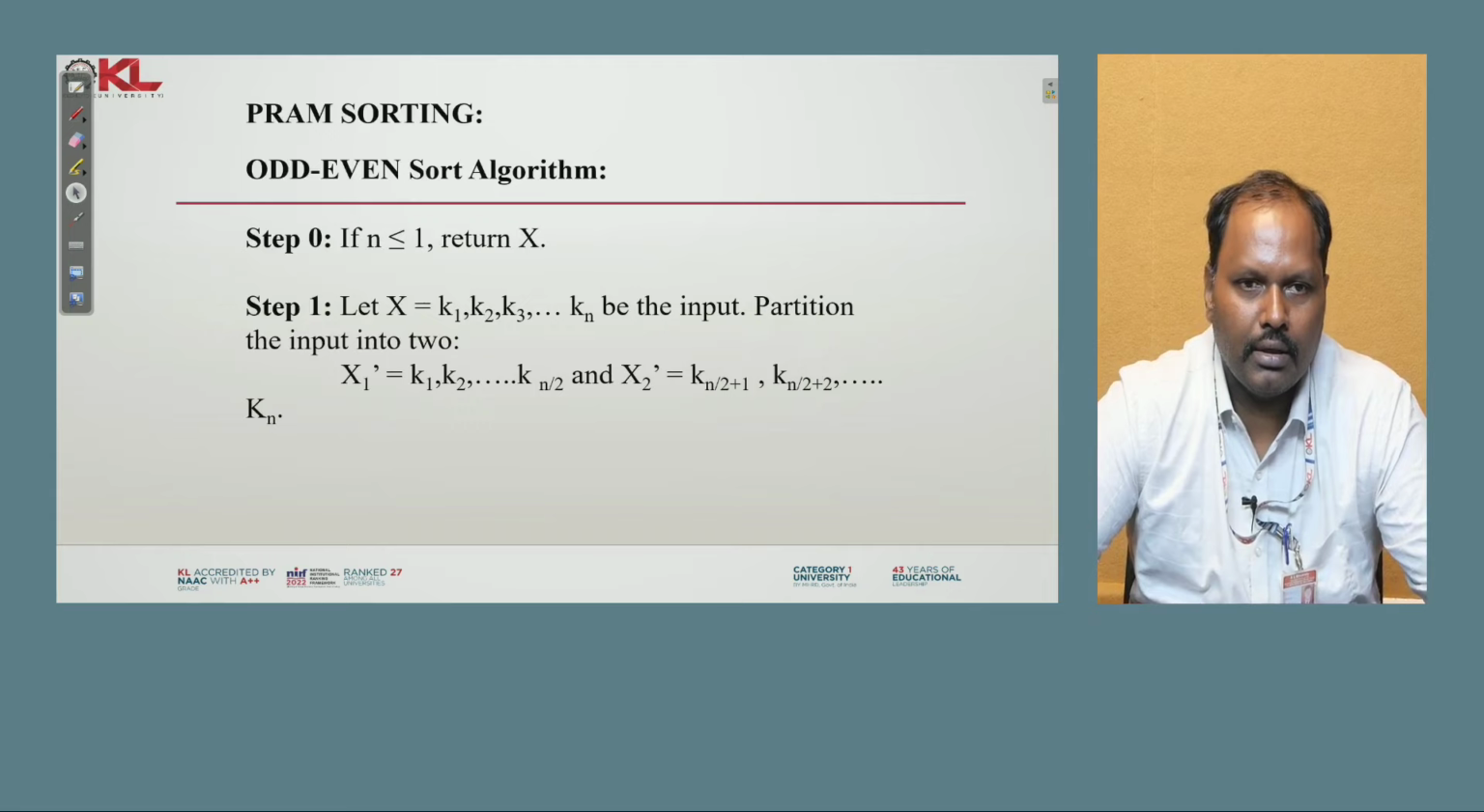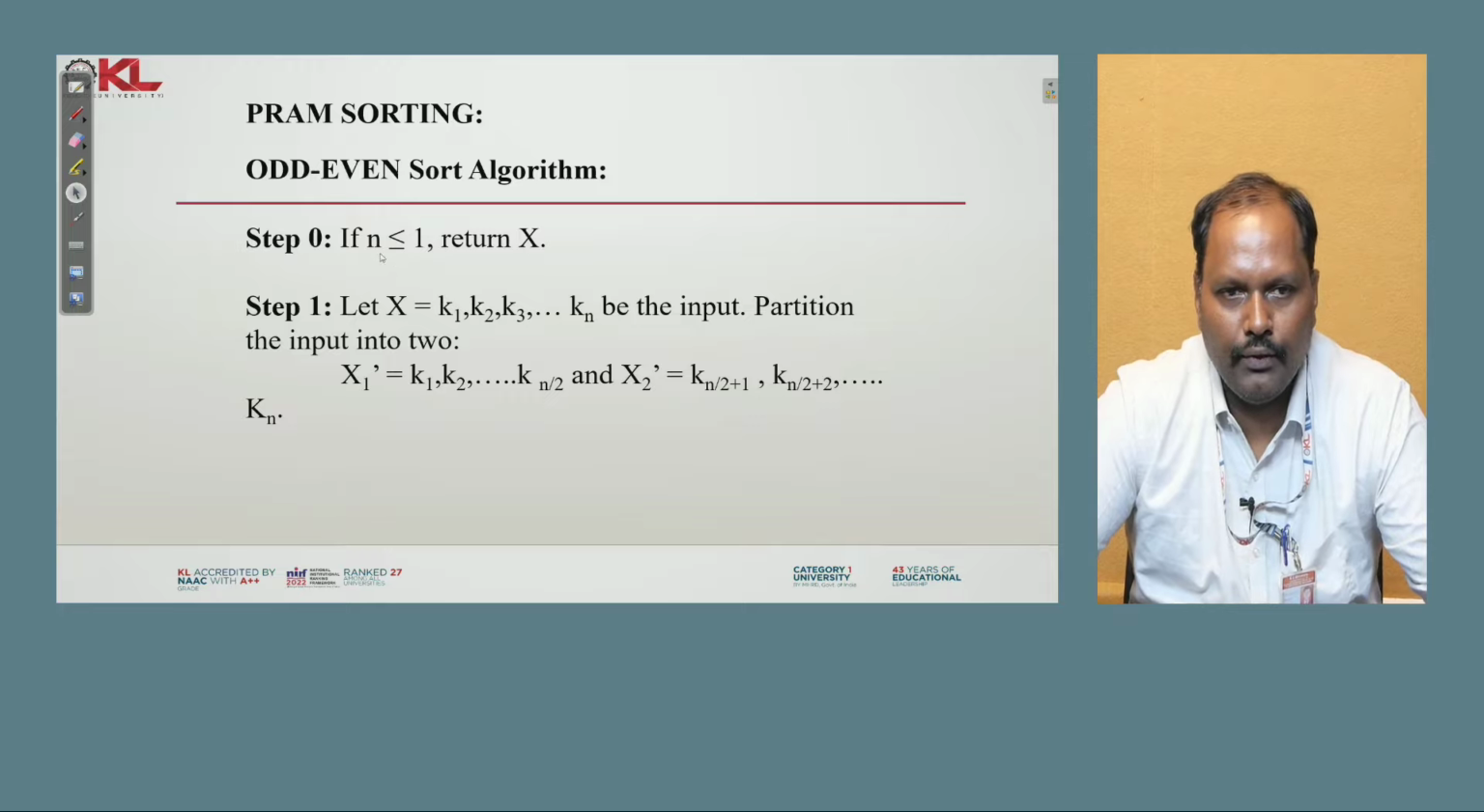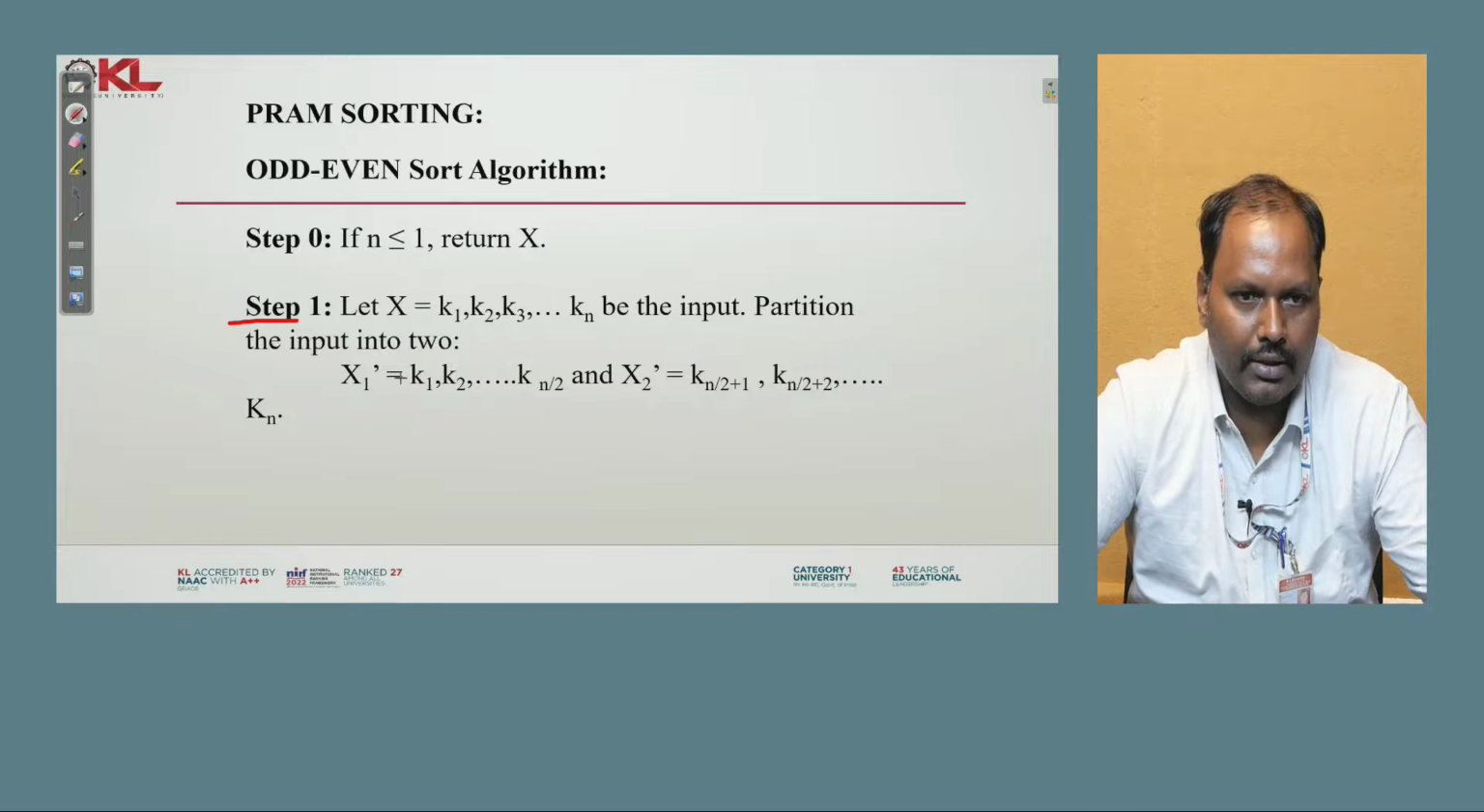Coming to the algorithm: step 0, if n is less than or equal to 1, return x. Step 1, x is the input k1, k2, k3 up to kn, which is partitioned, so x is divided into x1 and x2. This is one part, x1, and this is the other part, x2, in the step 1 representation. Then we move to step 3 and step 4.